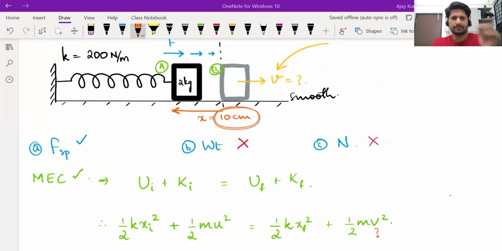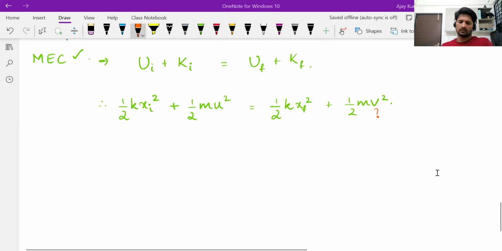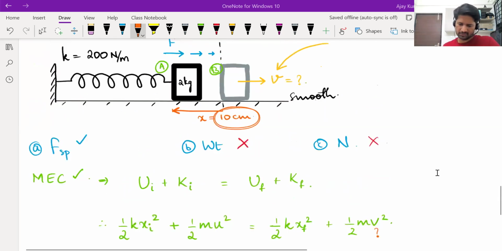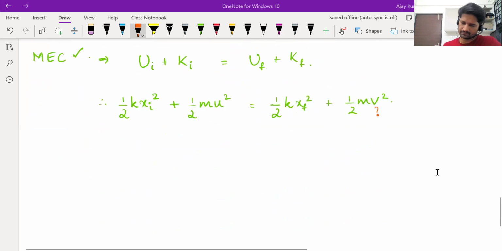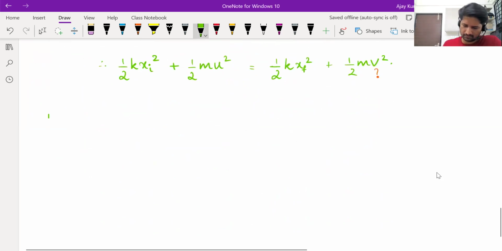Any answer? So 1 meter per second. Okay, you got it as 1. Let's see. The other day, the answer we got is 2 meters per second. We'll see. Aishwarya, can you tell the values we substituted? How much is K? 200. K is 200. Is that what you substituted?